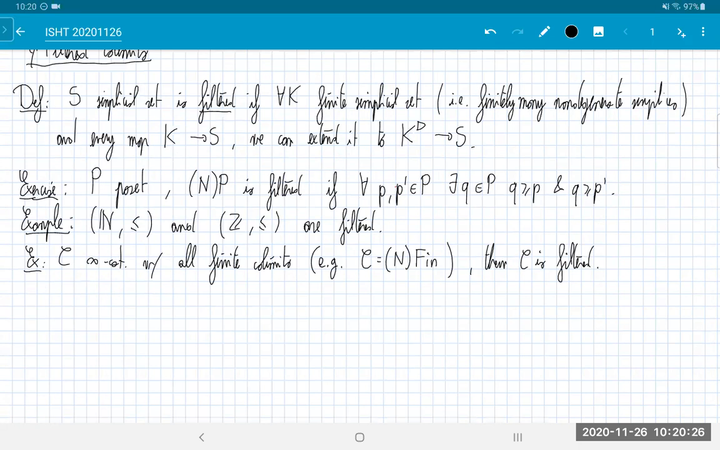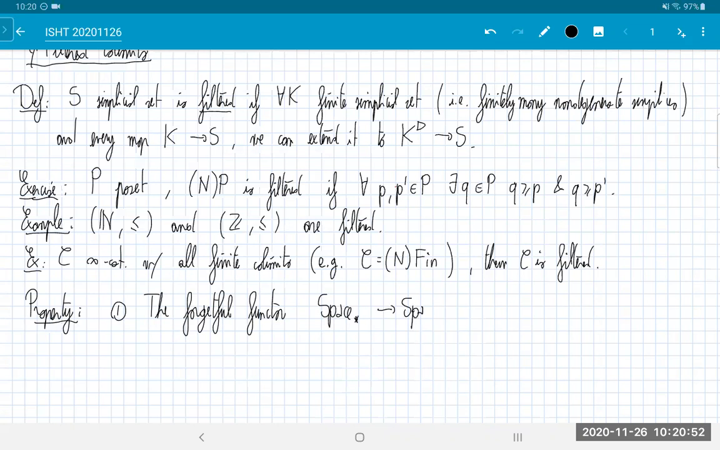Now I'm going to give you three properties. One is that the forgetful functor from pointed spaces to spaces preserves filtered colimits. This is not true for all colimits. For example, the coproducts, as you know, are given by the wedge in pointed spaces and the disjoint union in spaces, so they're not preserved. The wedge is not the coproduct in spaces, but it is true for filtered colimits.